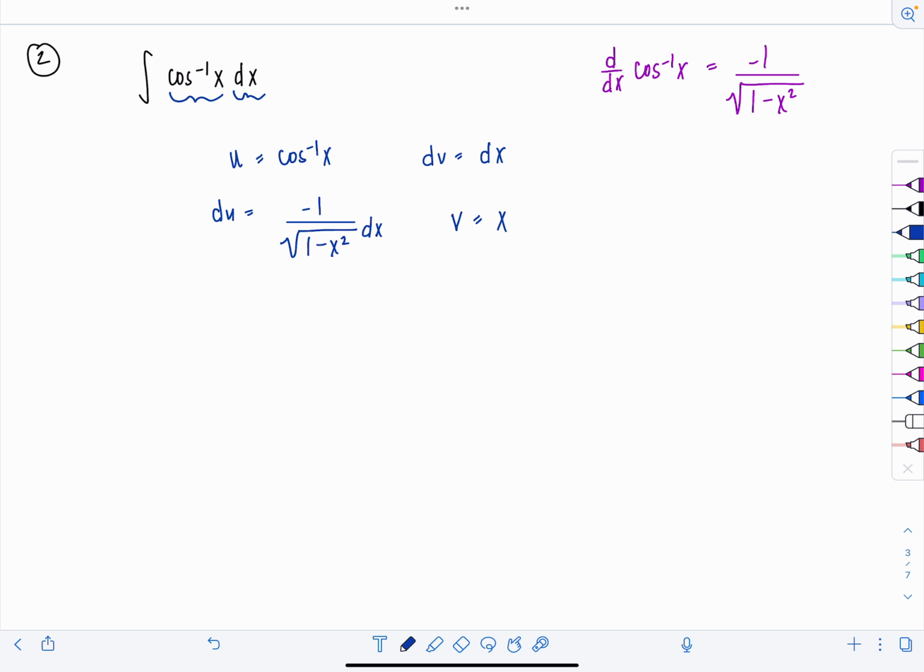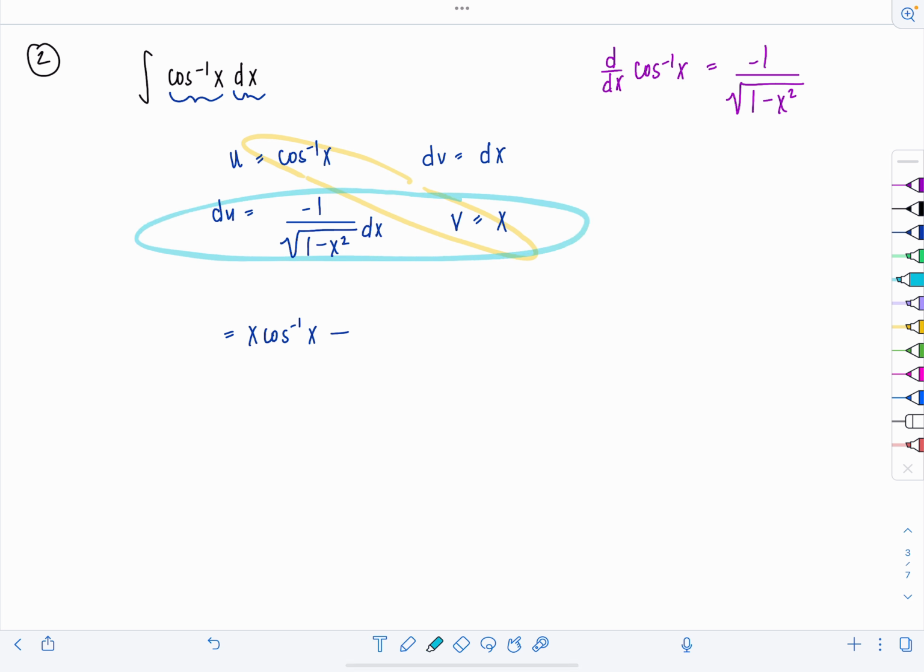Beautiful, beautiful. All right, so we're going to have u times v. So this is x cosine inverse of x minus integral v du. Do you see how there's a negative here? Yes, you do. So let's switch this. This is now plus integral x over rad 1 minus x squared dx.